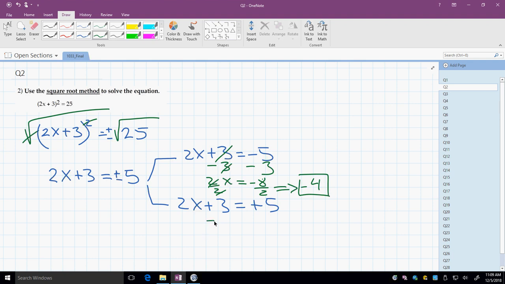The other one, we're going to do the same thing. Subtract 3 on both sides of the equal sign, cancel. Now we have 2x equals 2. Divide by 2 on both sides of the equal sign, cancel. Now we have that x is equal to 1. So our answer is negative 4, 1.